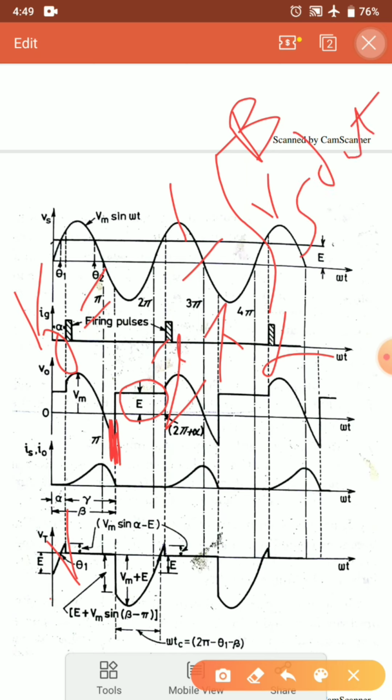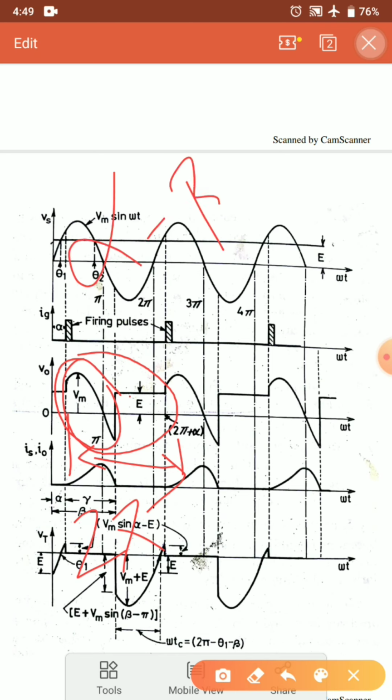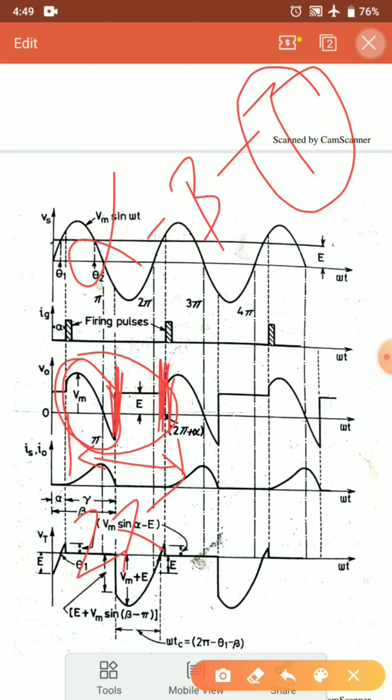Now other than that, one more component I am having, that is the battery component. Battery is conducting from 2 pi plus alpha minus beta. Now this is the duration that I have considered, that is, a duration of 2 pi. Now in this duration I can clearly see that from alpha to beta my thyristor T is conducting, and from beta to 2 pi plus alpha my EMF E is conducting.